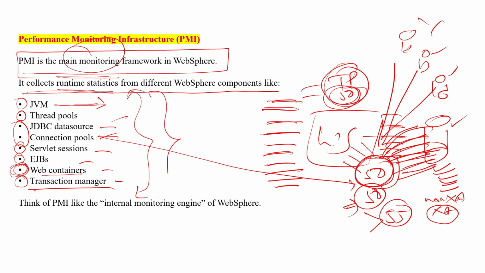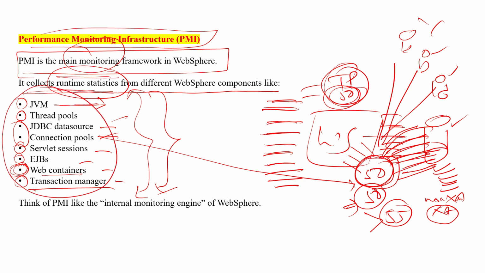Along with multiple other subsystems, we can enable this in WebSphere with the help of the Performance Monitoring Infrastructure, which collects the runtime statistics of all these parameters. Runtime means the current utilization of all these values as of now in your system. Think of it as an internal monitoring engine of WebSphere, because it is monitoring every component of your WebSphere.